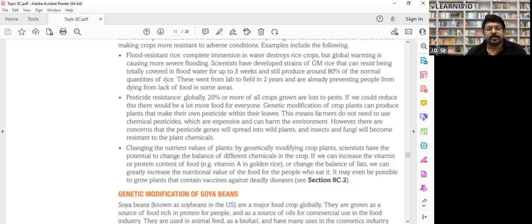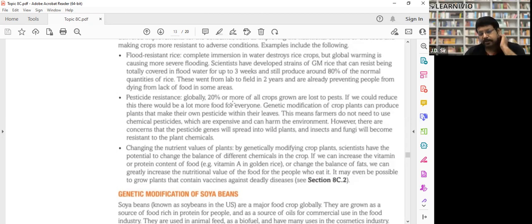Now what we discussed, Bt cotton, pesticide resistance. Now you have made the Bt cotton. You need not put any insecticide or pesticide against this, right? Now the plant itself is resistant. You made the plant resistant against the cotton bollworm.